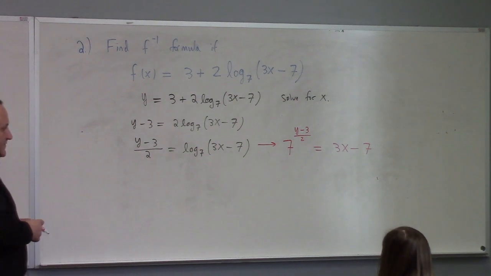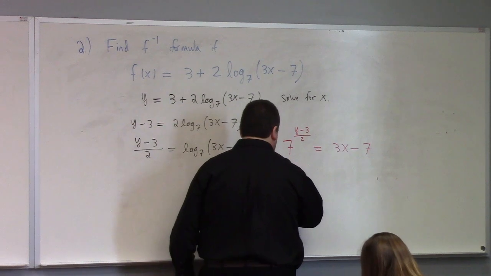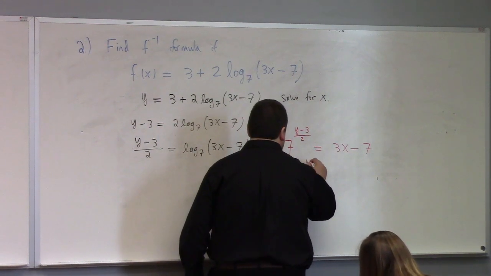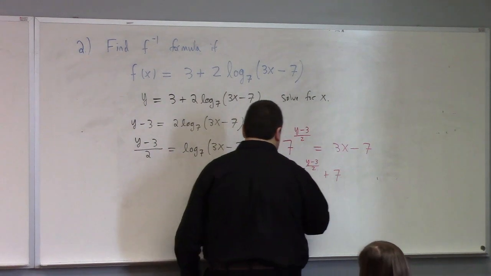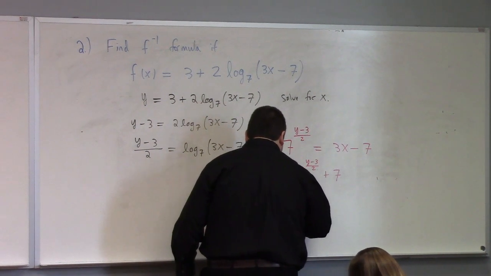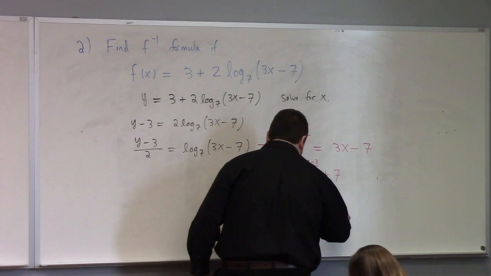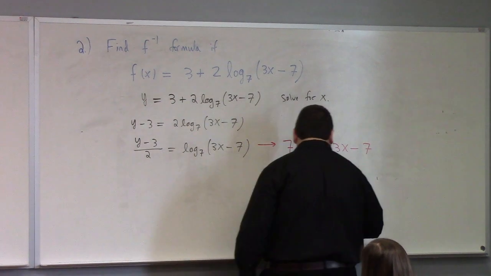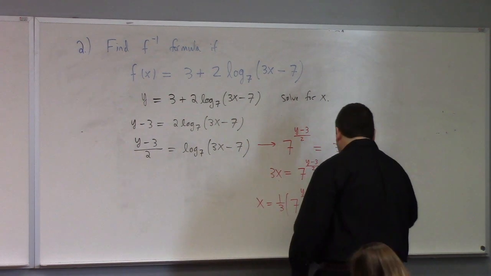We want to solve for x, right? So add 7 to both sides. We have 3x is equal to 7 to the y minus 3 over 2 plus 7. So finally x is 1/3 7 to the y minus 3 over 2 plus 7. And there you go. That's your f inverse of y.